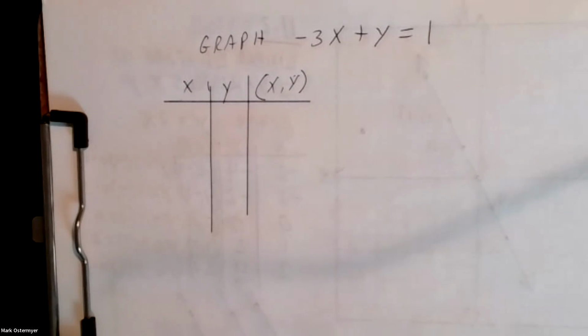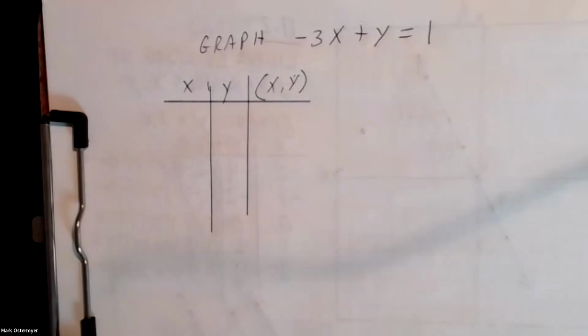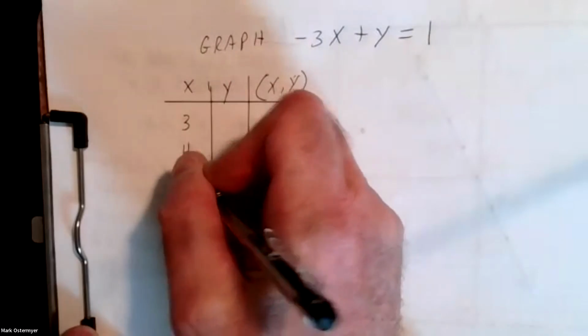Hey, Sophia, are you with us here today? Can you give me a couple of nice X values so I can generate some ordered pair solutions to this linear equation? 3, 4, 5. All right, 3, 4, 5. Those should be pretty easy to plot.